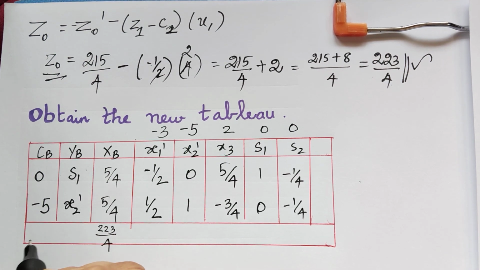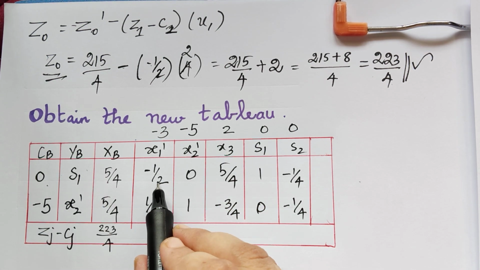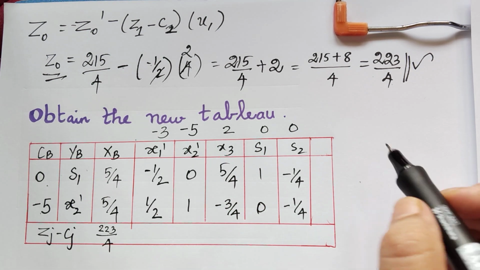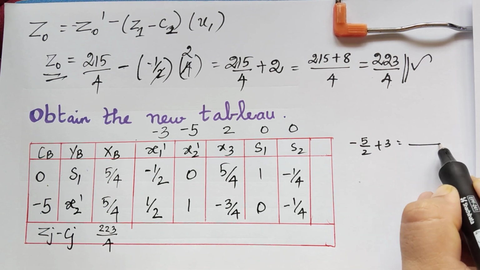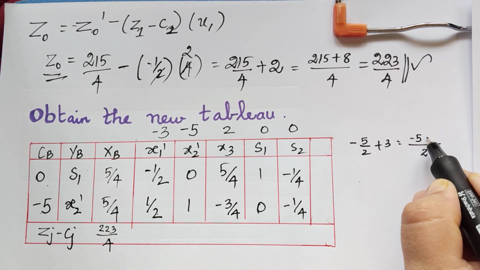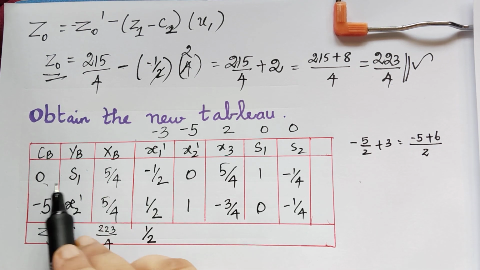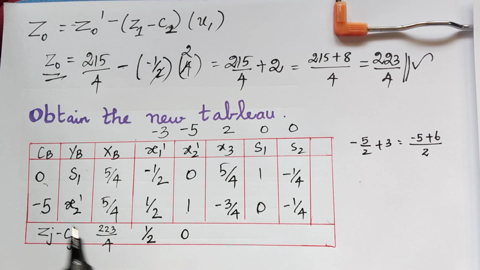Now for this table, let us find Zj minus Cj. So here 0 into this becomes 0, minus 5 by 2, minus of minus 3 plus 3. So minus 5 by 2 plus 3. The LCM is 2, minus 5 plus 6, which is 1 by 2. And then 0 minus 5 plus 5, it will be 0.